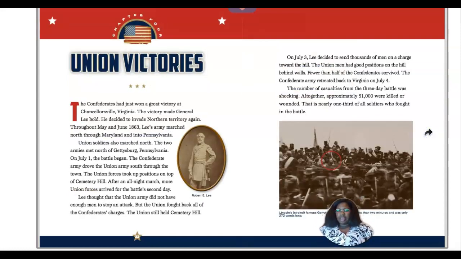Then right here, we have the Union victories. So the Confederates had won the great victory. So North Carolina stakes. All right, here is a picture of 10-inch shells that were used during the war.